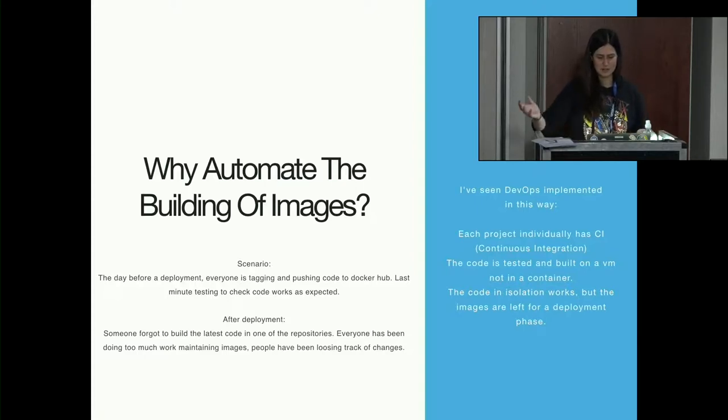Someone didn't send code into a repository and put a release up. Everyone has been doing too much and maintaining too many images at the same time. People are losing track of changes. So let's automate those changes. Let's automate the building of those images and pushing them up and having them spin up on a server somewhere and running. What this solves is the CI part, not necessarily the CD part.